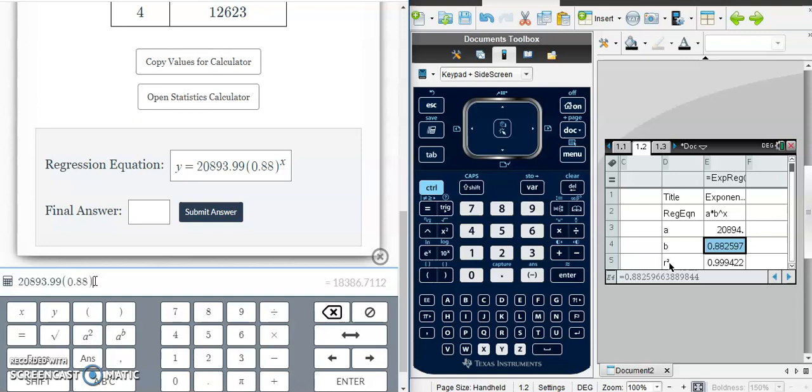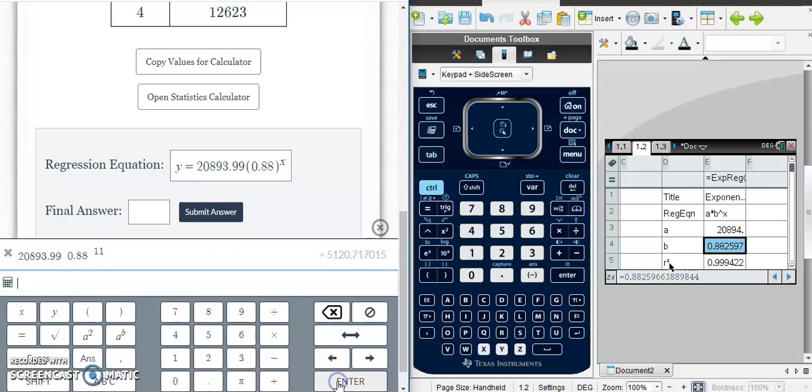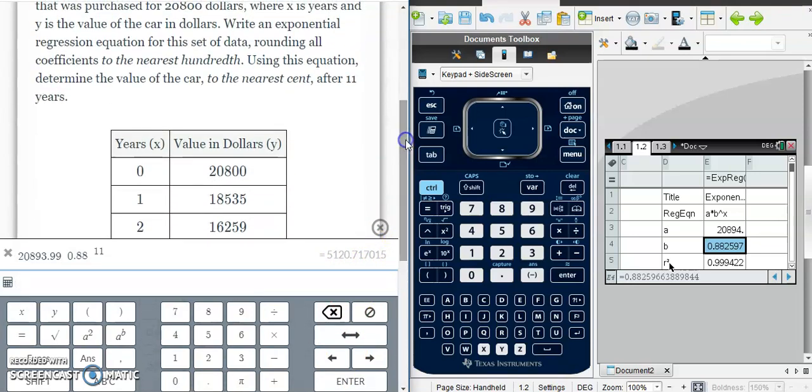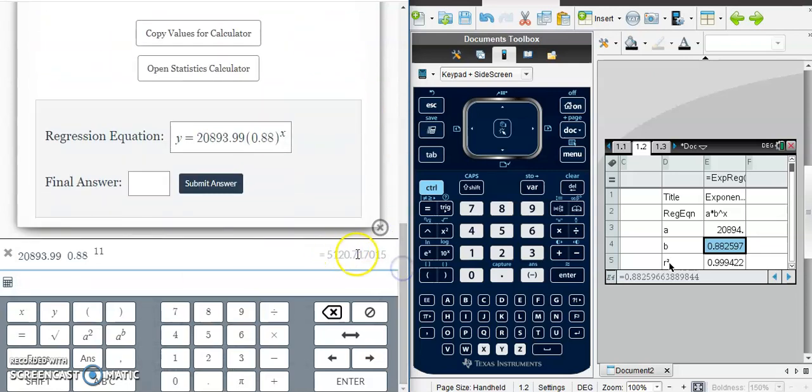And then when you get here, just go ahead and throw that into an exponent, change that to 11 and hit enter. This is going to tell you your value. And then if I scroll up here, I just want to make sure it says the value of the car to the nearest cent. Okay, so here would be to the nearest cent looks like 72 cents.